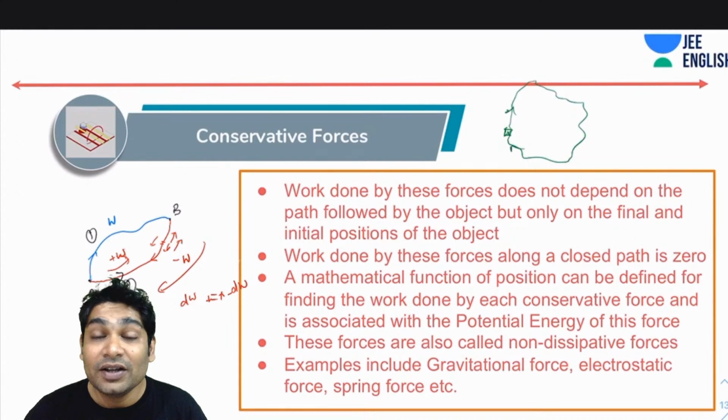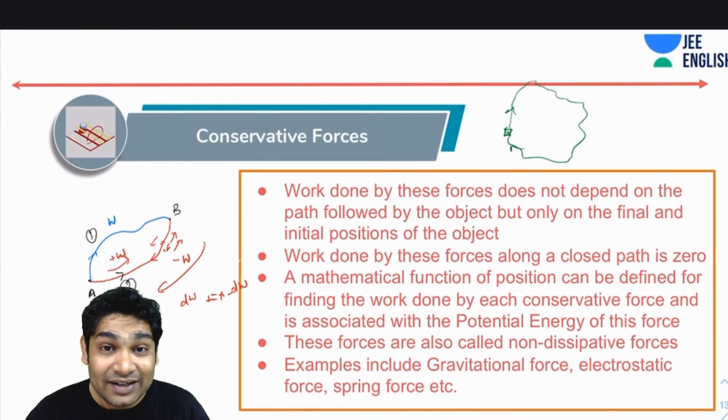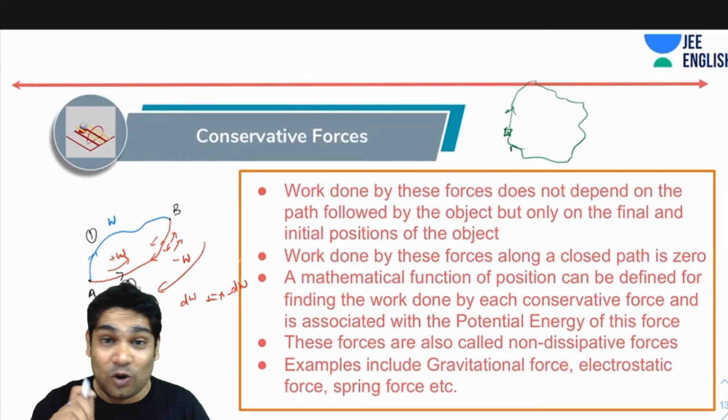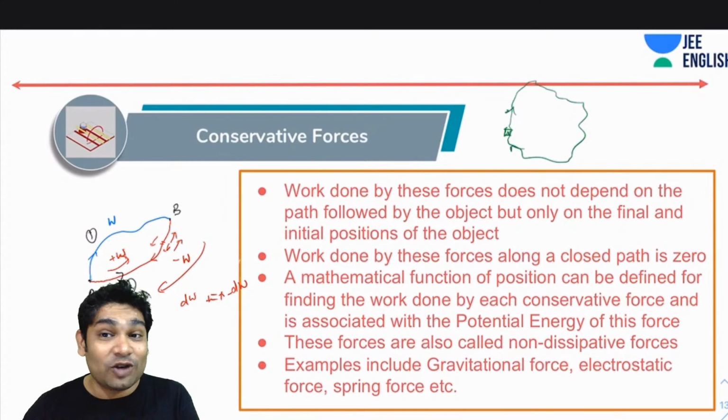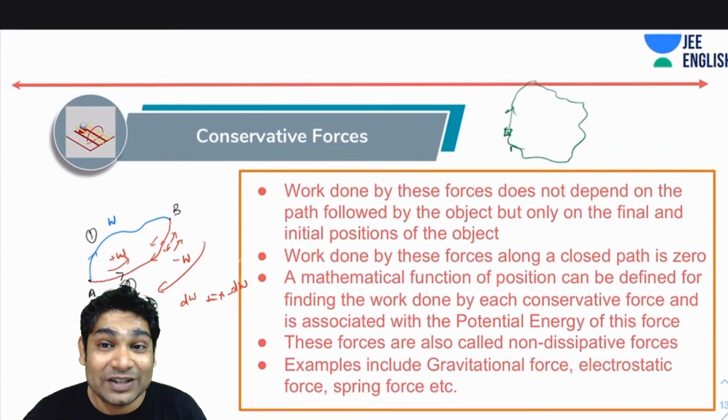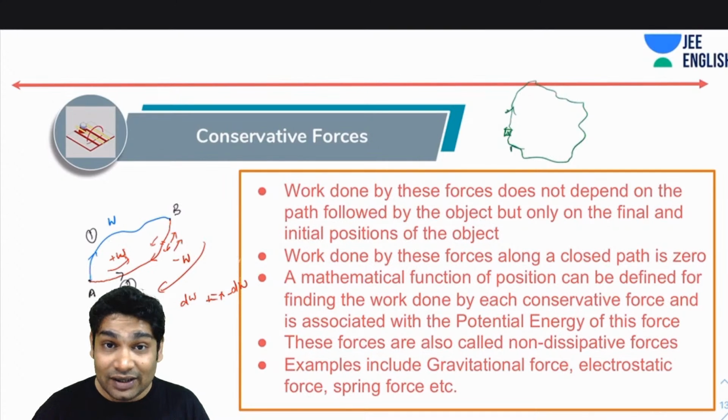Okay, great. So, we realize two properties of conservative forces. One, the work done is independent of the path. Second, work done in a closed loop is always 0. Now, let's say a mathematical function of position can be defined for finding this work. Why? Because we realize that the work done is independent of the path, so it depends only on the initial and the final position.